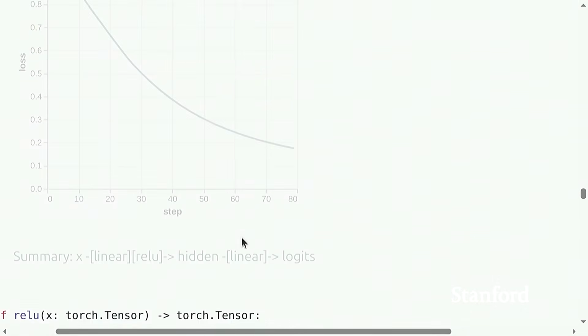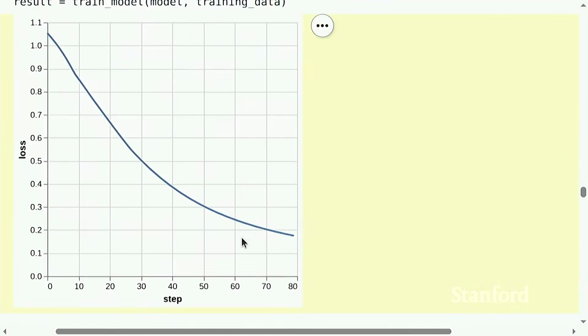Okay, so let's train this model. So now this loss function is going down. You'll see that it's maybe going down a little bit slower because neural nets generally take longer to train than linear classifiers, but nonetheless, it seems to be working.